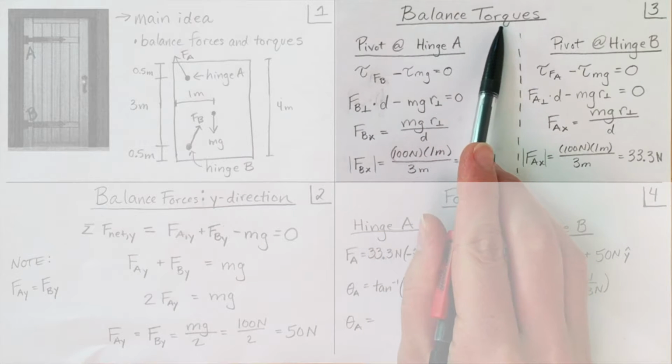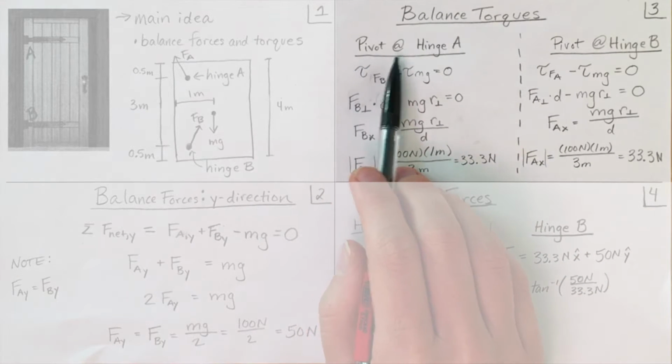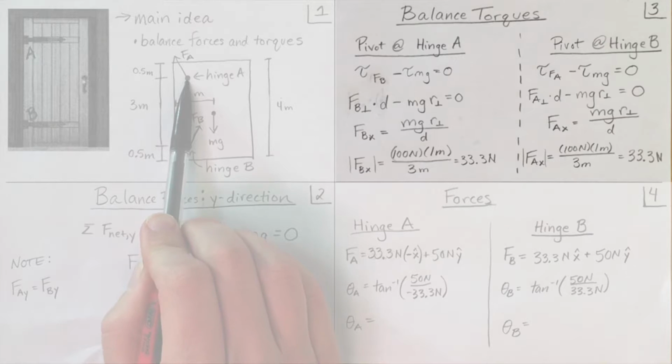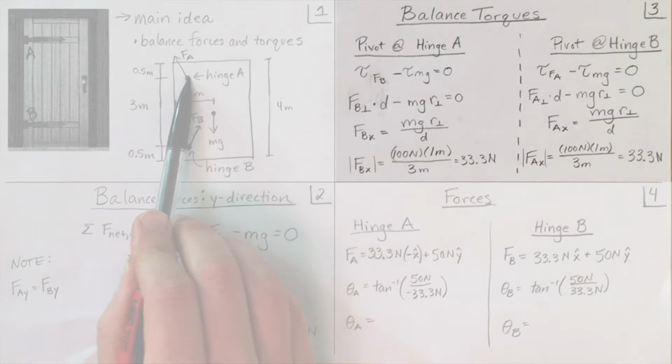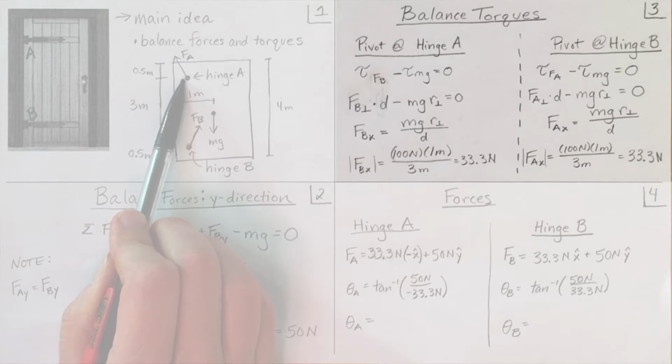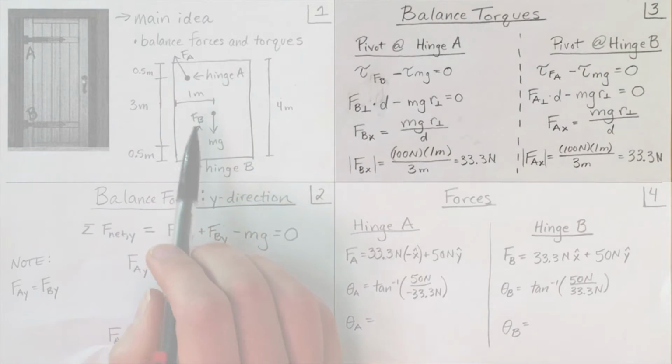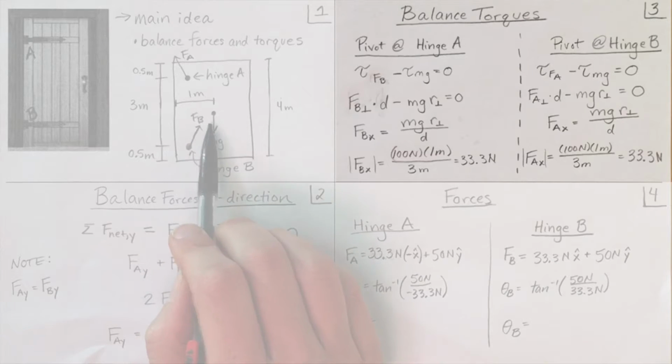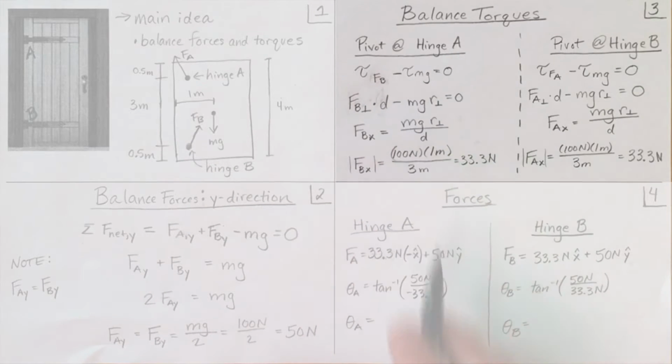Next, we balance the torques. First, let's put the pivot at hinge A. So the force from hinge A now produces 0 torque because it is acting at the pivot. Therefore, the only 2 forces that produce torques are the force at hinge B and gravity, as we've written here.